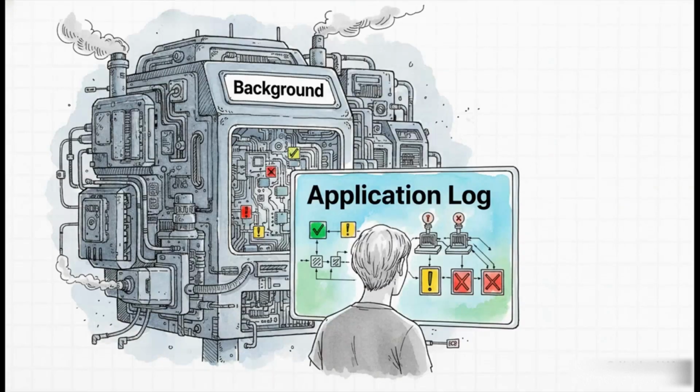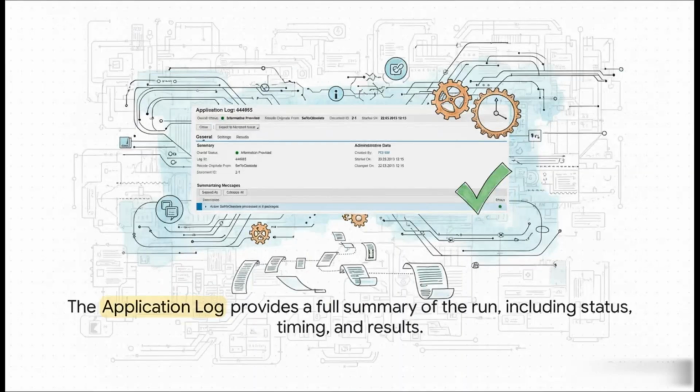But wait a minute. Since these jobs are running in the background, how do you know if they actually worked? That is where the application log comes in. Think of it as your window into what happened. It details every single success, every warning, and every error. And here's a perfect example of what a successful log looks like. You get a nice, clear status, in this case, information provided. You can see the start time, the name of the run, and a full summary of the actions it took. It's basically a complete audit trail for the entire job.